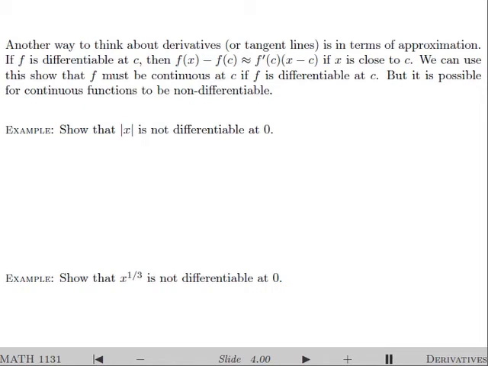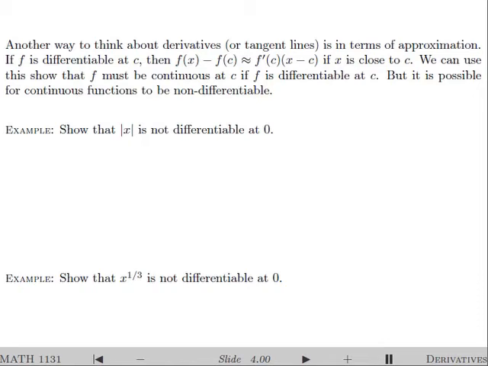What about differentiability? Differentiability says that f of x minus f of c over x minus c has limit f prime of c, a regular number. So f of x minus f of c over x minus c is approximately f prime of c, and the approximation gets better as we make x closer to c.